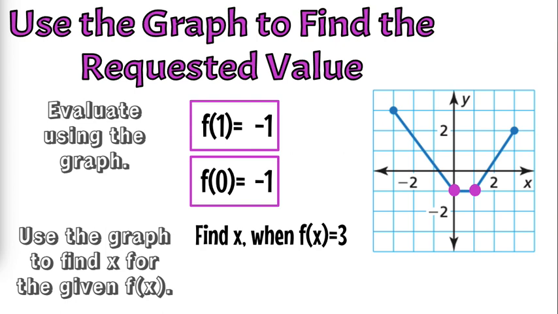And lastly, we can use the graph to find x for a given value of f of x. So if we have f of x equals 3, remember f of x means y. So we're looking at where on the graph does y equal 3, and what is the x value at that point? We see that y equals 3 here, which means the x value there is negative 3. So x equals negative 3 when y equals 3.